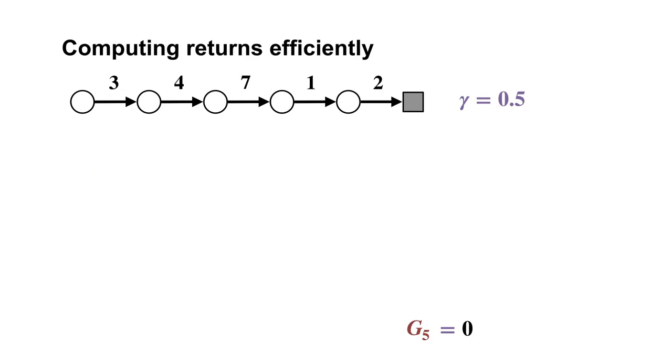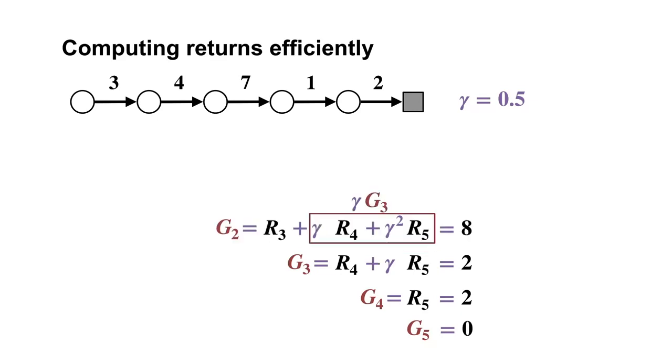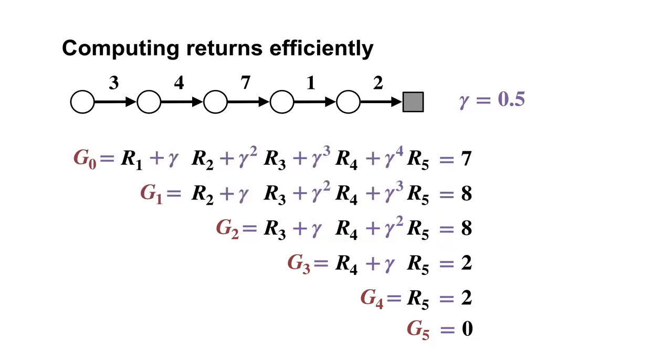Let's do that now. The episode ends at t equal to 5, so G5 equals 0 by definition. G4 is equal to the reward at time 5 plus gamma times the return at 5, which adds to 2. G3 is equal to the reward at time 4 plus gamma times the return at time 4. The reward at time 4 is 1, and we just calculated that the return at time 4 is 2. Solving the equation, we can see that the return at time 3 is also 2. Continuing on, we can find the return at time 2 is 7 plus gamma times 2, which is 8. Finally, the first two returns, G1 and G0, are 8 and 7.